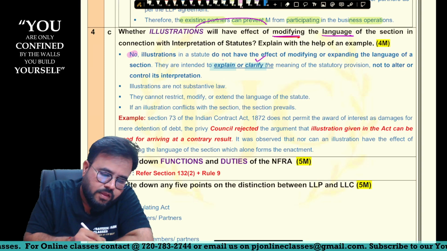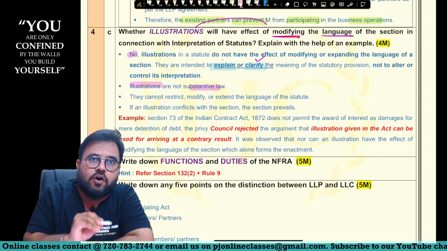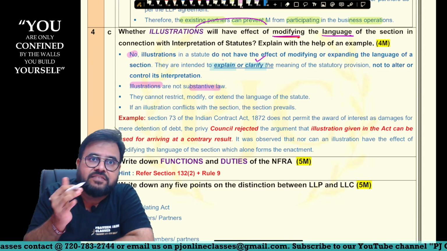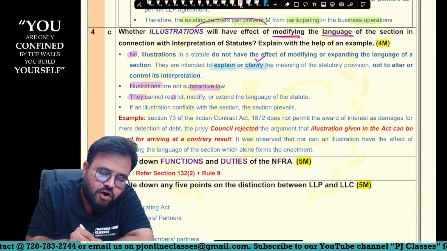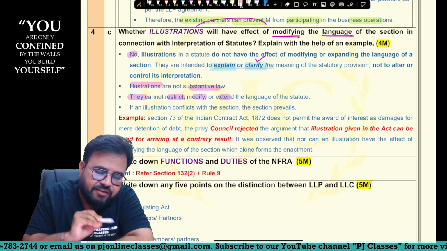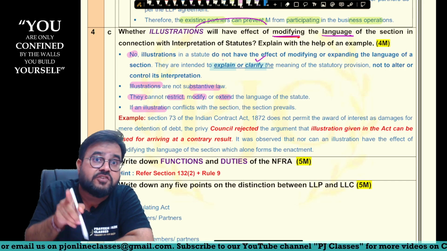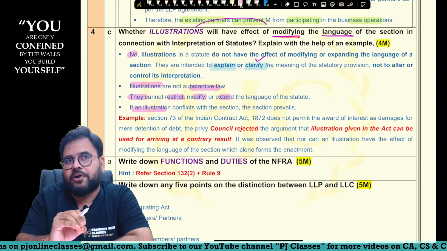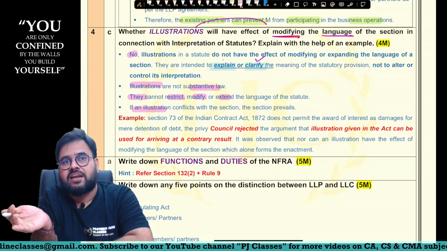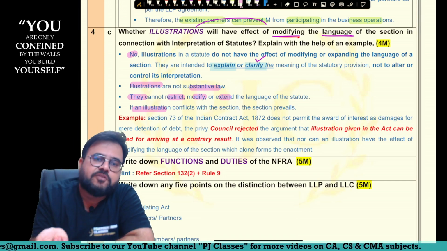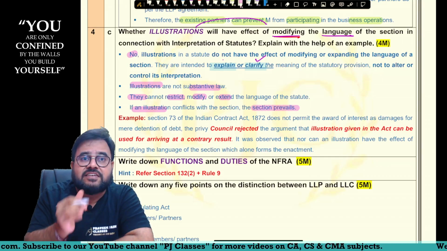So no. Illustrations are not any law. They are not substantive law. They are not passed in parliament as such. They cannot restrict, modify, extend the language of the statutes. If at any point of time there is a clash between the illustration and the provision, then what will always prevail? Provision will always prevail. Section will always prevail.